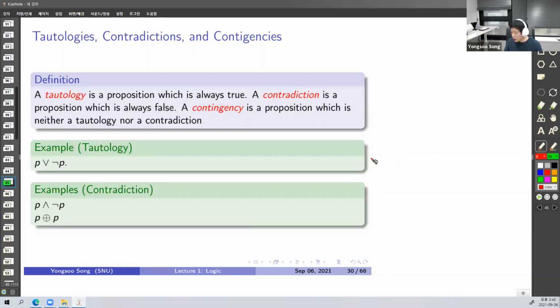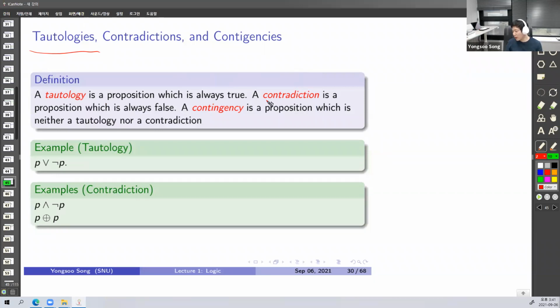Okay, so another definition. I will introduce 3 terms here, but I mostly use the term tautology in the rest of the slides, and I barely use the other terms, contradiction or contingency. A proposition is called a tautology if it's always true, meaning that its truth table contains only true values. There's no false. And a contradiction is a proposition which is always false.